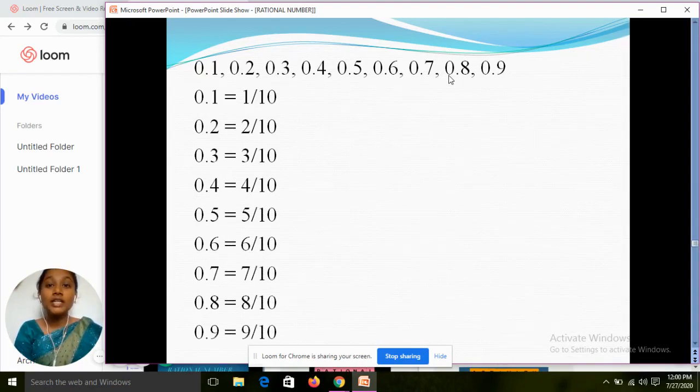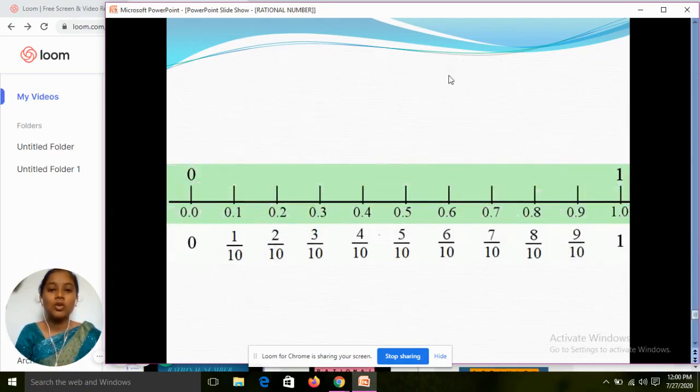So in total we got 9 rational numbers that lie between 0 and 1. We got 9 decimals, and then we converted those decimals into rational numbers. So in total we got 9 rational numbers, from 1 divided by 10 to 9 divided by 10, that lie between 0 and 1. I hope you have a clear idea of how to find the rational numbers between any two given rational numbers.